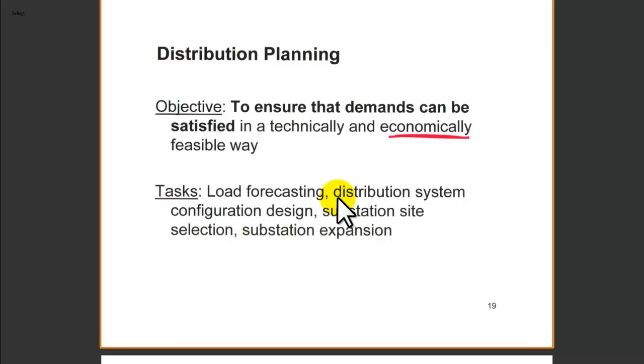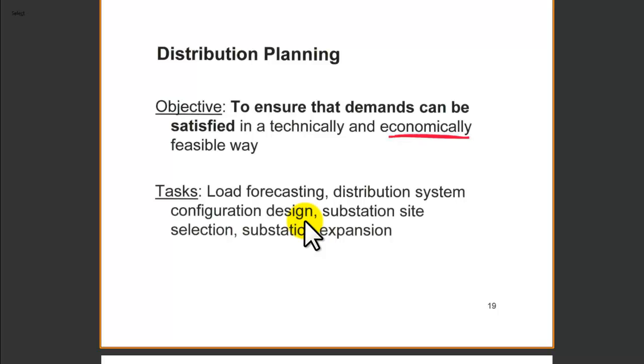That means they also have to find out the existing distribution system configuration and design, the substation site selection, and possible expansion. So instead of building an additional feeder from a location over a very long distance, sometimes it makes more sense to build a new substation site, because the power loss over time can be saved, and eventually it will be wiser to build a new power distribution transformer at another site.